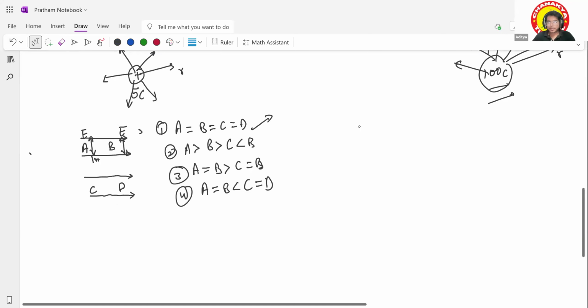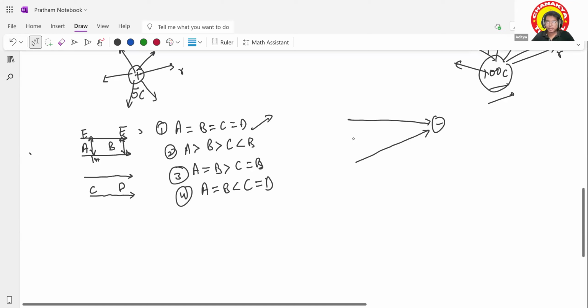But if some case is like this, A and B, going like this, maybe a negative charge is there, that's why it is converging. And maybe a bigger positive charge was somewhere here, so it was going like this. Okay, forget that point.